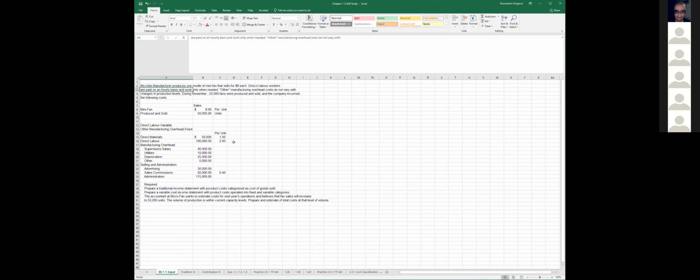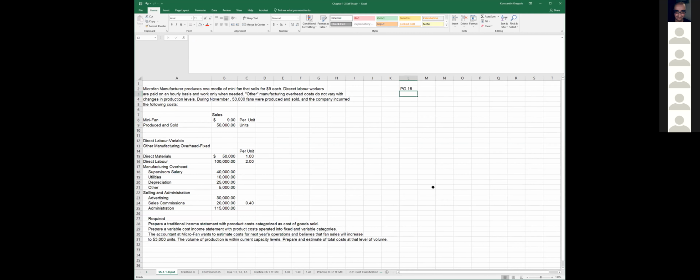I've got page 16. Page 16. Do I need to make this bigger? Okay. Yes. Thank you. Okay, so we've got a microfan manufacturer that produces... Oh, that's model. Okay, model of mini fan sells for $9.